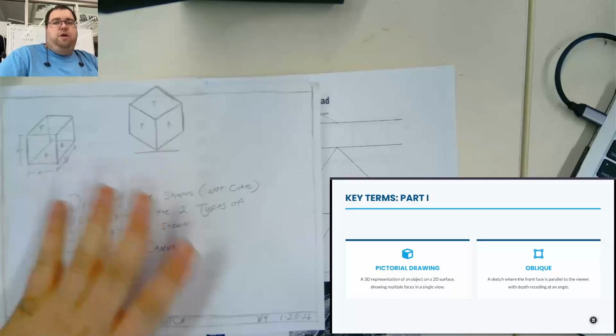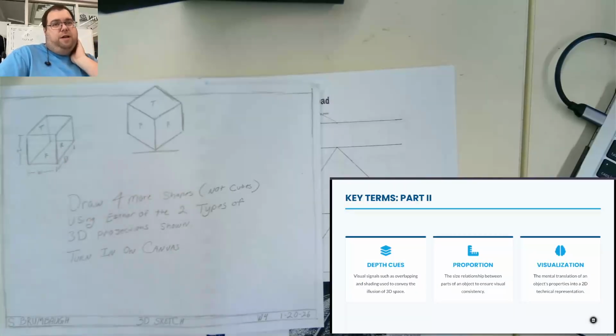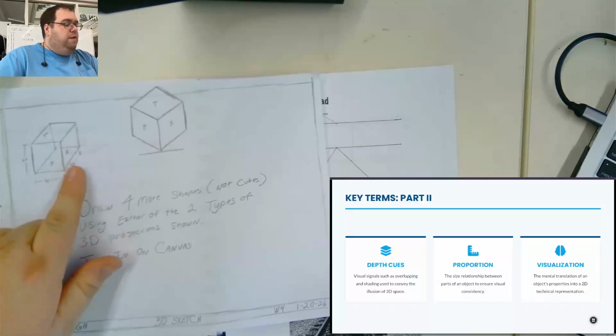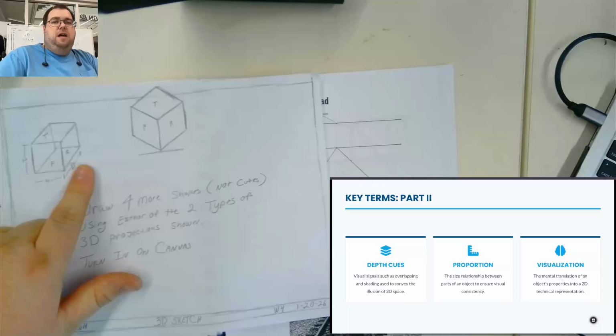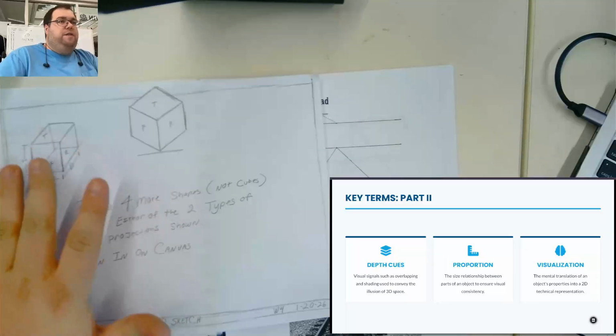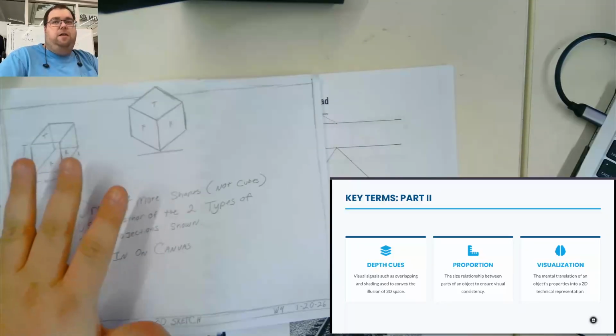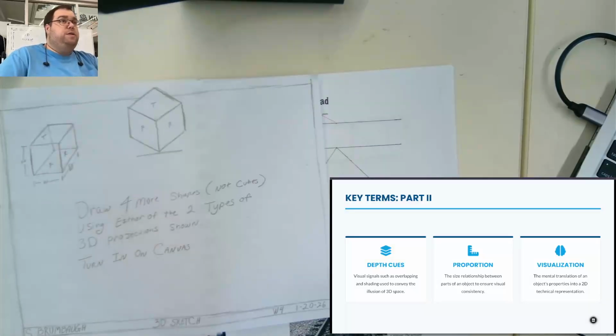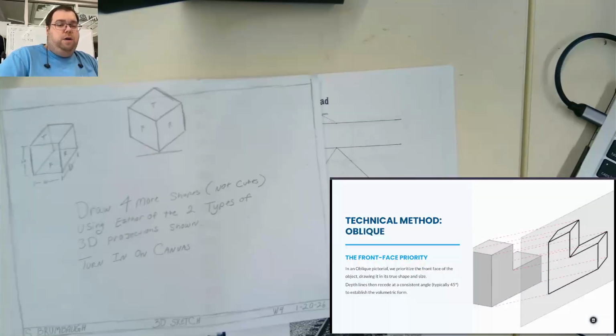We did a pictorial drawing, we did an oblique drawing, we did an isometric. We did depth cues, which is talking about how far away from the viewer the drawing is. We talked about proportion, making sure everything looks like it fits into itself very well. And we talked about visualization, which is the ability to see a three-dimensional object in your head without needing to draw it down, like a skill that some people just don't have naturally and other people do. And you have to work on it.